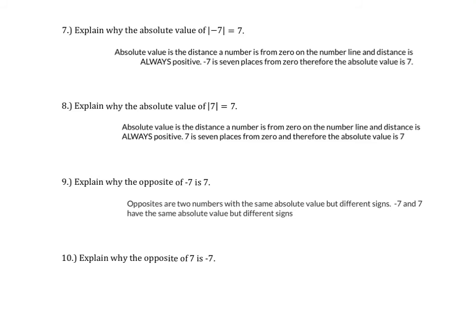All right, and then for the last one, it's just the opposite. Explain why the opposite of 7 is negative 7. And so again, we had that definition up above. Opposites are two numbers with the same absolute value but different signs. You could say that again, or I can say 7 and negative 7 have the same absolute value, but if you have positive 7, then the opposite would need the different sign and be negative 7.